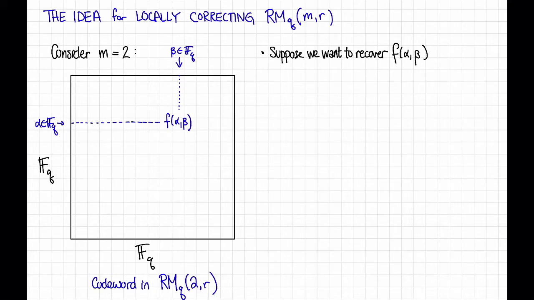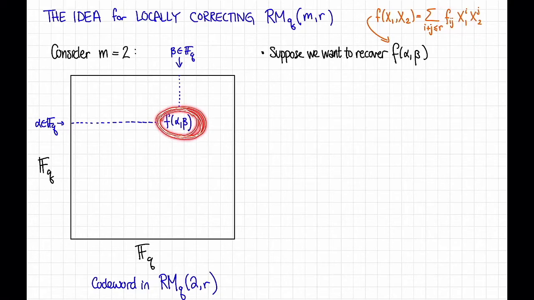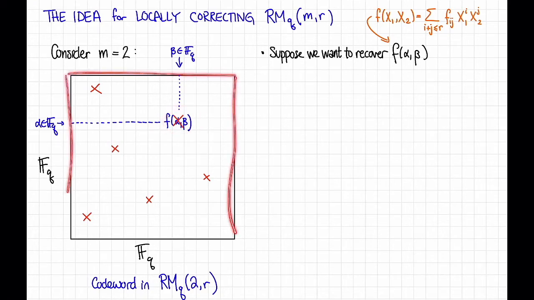Suppose we want to recover f of alpha beta, where f is a low-degree polynomial. In particular, f looks like this. It's the sum over all i and j, so that i plus j is at most r, of some coefficient f_ij times x1 to the i times x2 to the j. And we want to figure out what is this position of the corresponding code word. However, as before, some adversary has gone through and messed up a p fraction of the points. Maybe they've even messed up the point that we're after. We don't know. So now we want to recover this point, given query access to this corrupted code word.